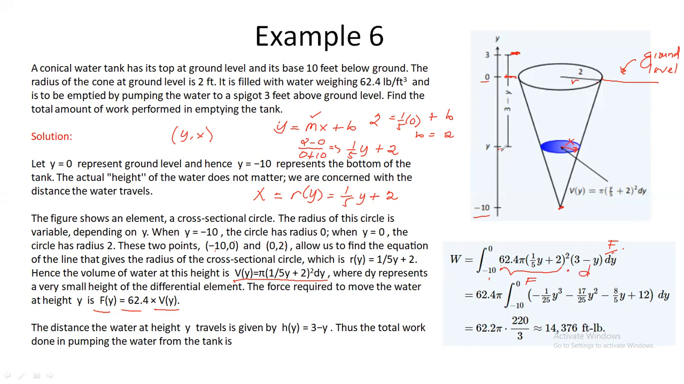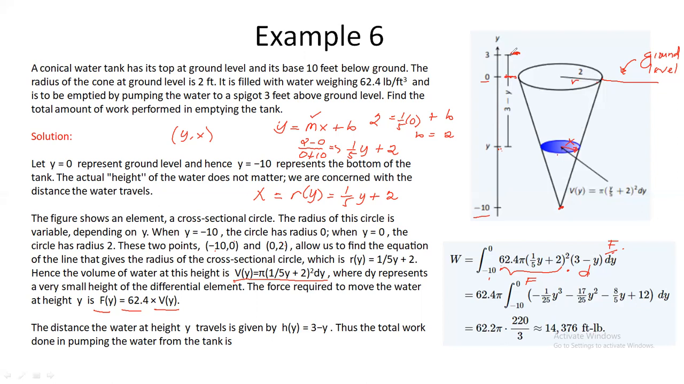Take note that the displacement is again based on the orientation that we have set, wherein the top of the tank is 0 in y. So then the total distance is just 3 because this is 0. So 3 minus y is the total distance that will be traveled, or the distance in which this particular differential volume of water will be displaced from this point up to this height here above the ground.